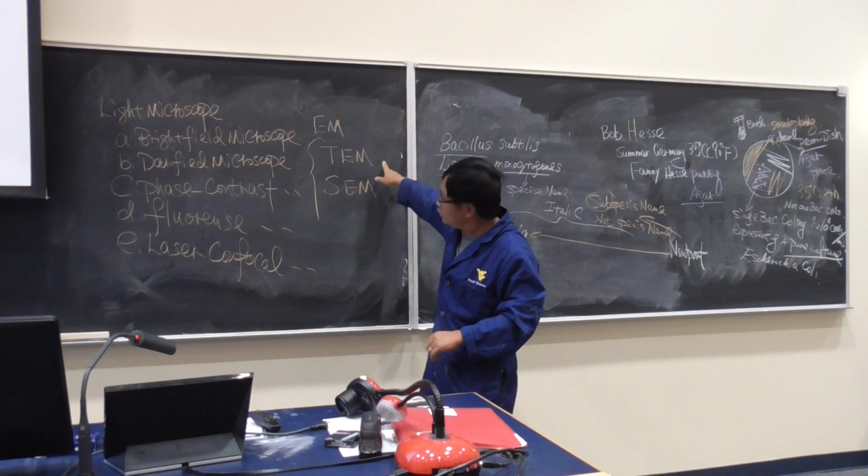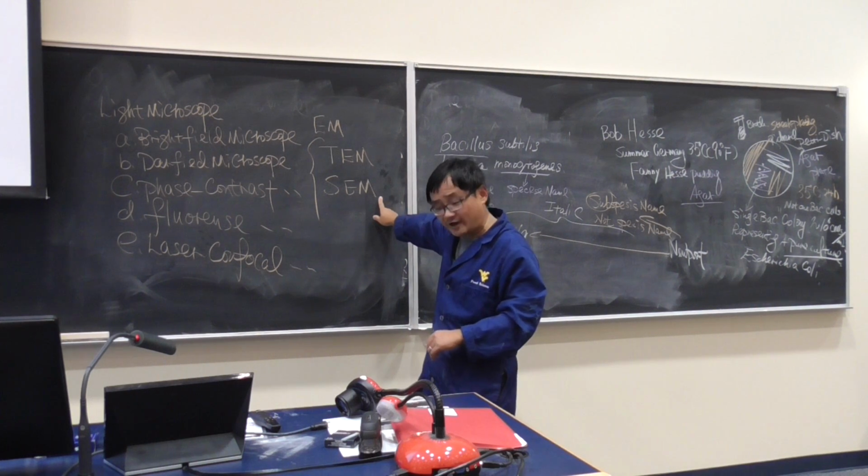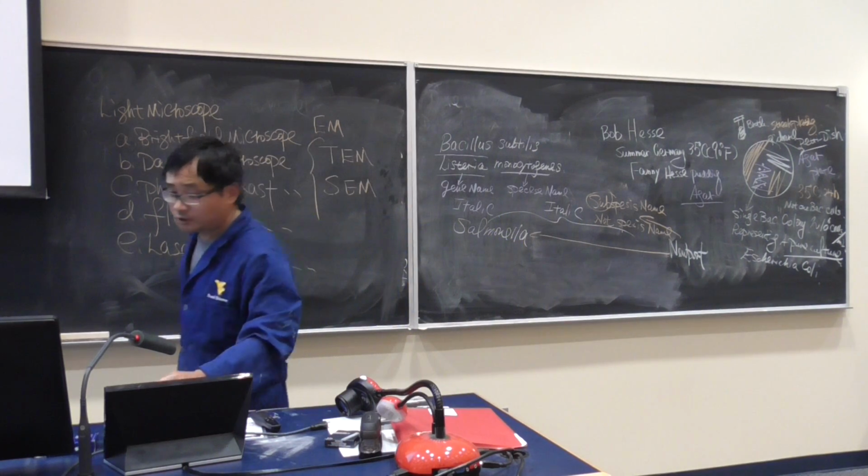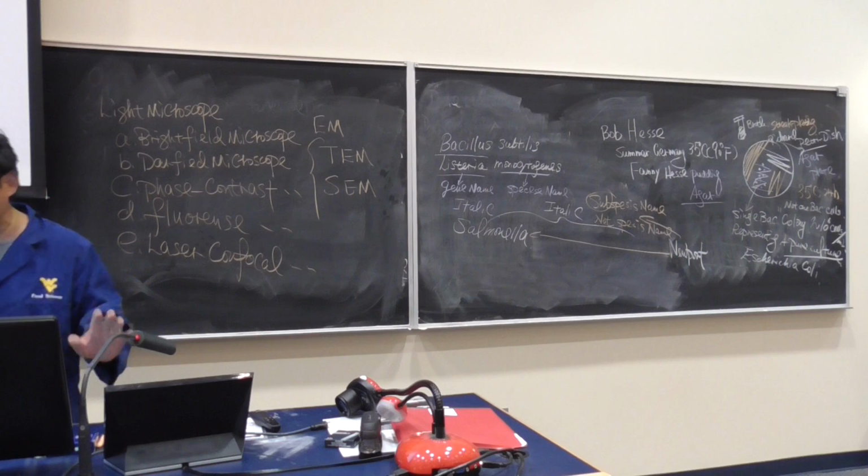microscope. This is usually above 10,000. This is usually 5 to 7,000 because you only see the surface. So TEM will see the internal structure, SEM only sees the surface structure.